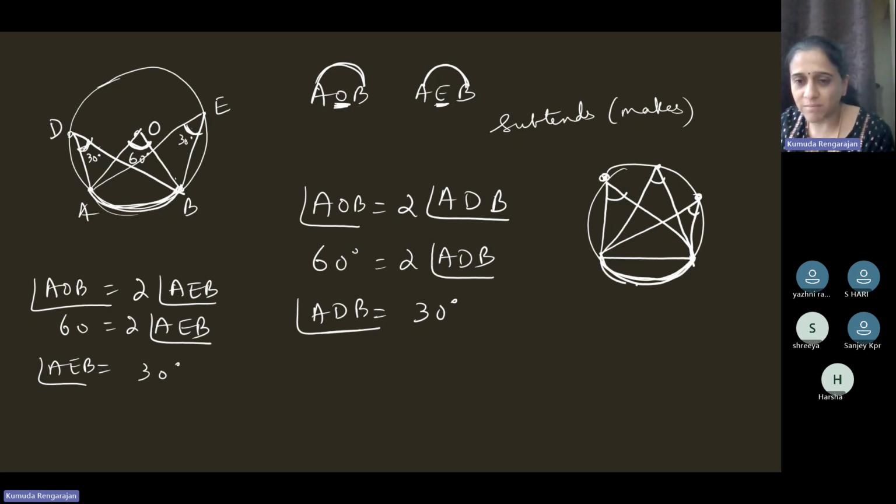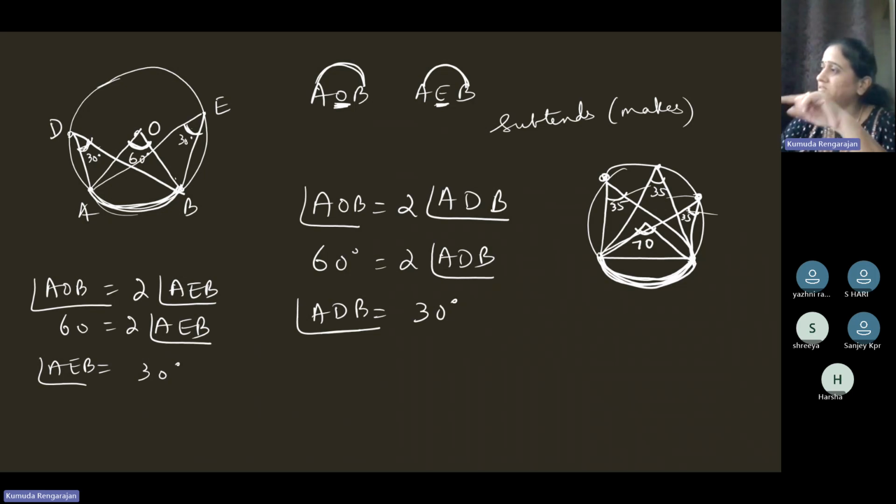So imagine the same arc makes an angle at the center, and supposing this is 70. So this will be 35, no? This also will be 35, this also will be 35. Why? Because this one arc is making 70 at the center, and it's making angles at three different points on the circumference. And we know that those angles will be half of 70. So each one of them will be 35. So that means all these angles are equal, right? So that is the theorem. Angles in the same segment of a circle are equal.